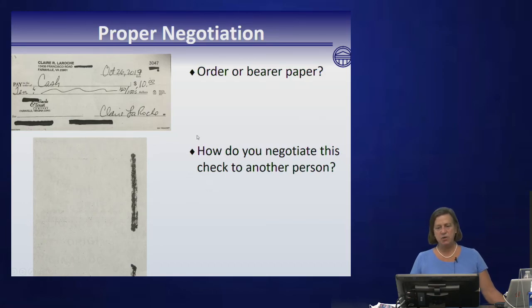Is this order paper or bearer paper? Well, there are no endorsements on the back. You look at the front of the instrument and it's payable to cash. This is bearer paper. How do you negotiate this check to another person? Mere delivery is all it takes.